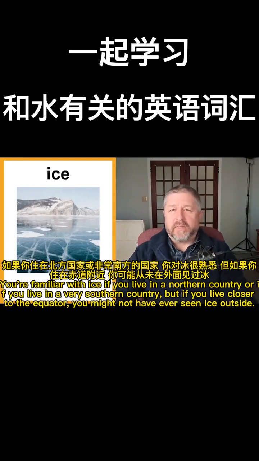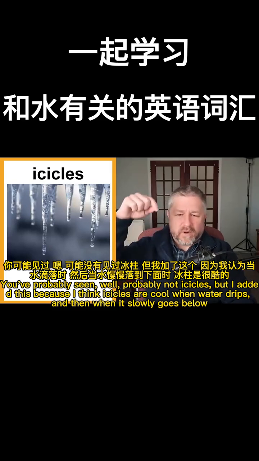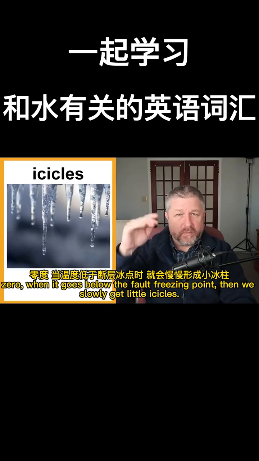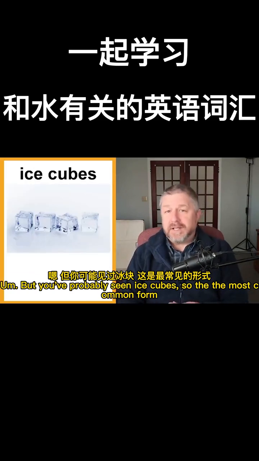You're familiar with ice if you live in a northern country or if you live in a very southern country. But if you live closer to the equator, you might not have ever seen ice outside. But you've probably seen, well, probably not icicles, but I added this because I think icicles are cool. When water drips, and then when it slowly goes below zero, when it goes below the freezing point, then we slowly get little icicles. But you've probably seen ice cubes.